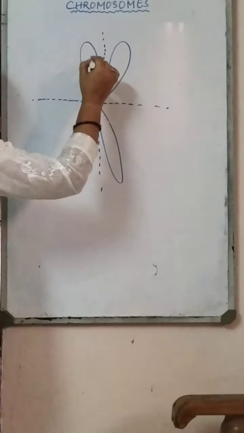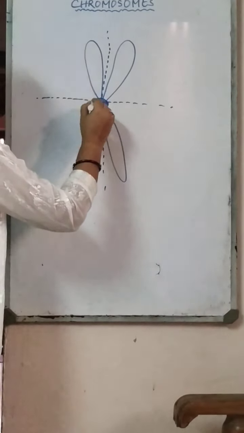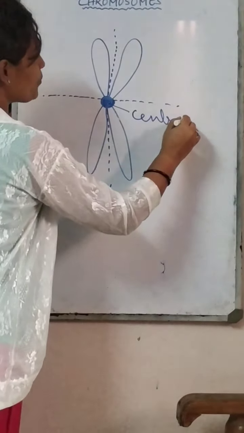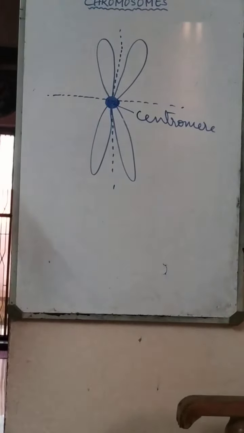These two sister chromatids are attached to each other at a point called the centromere. So what is the centromere? The centromere is the point of attachment for the two sister chromatids.